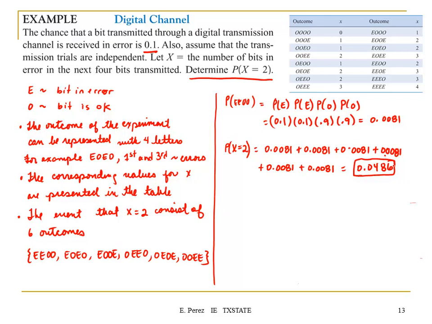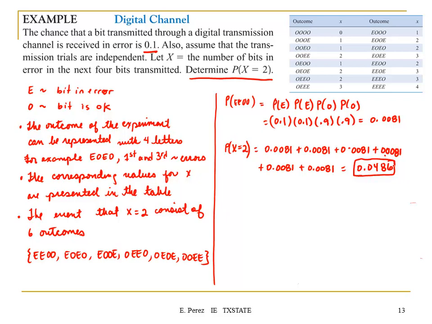So you see what we did? We described the whole sample space. We know from the sample space which outcomes will have a random variable equal to 2. And then based on that, we can find the probability of one of those outcomes, which is 0.0081. Since we have the probability of one of those outcomes, the only thing you need to do is find the probability for all of them. In this case, we have 6, so we just add this probability 6 times, or multiply times 6, and you will get the probability of X equals 2.